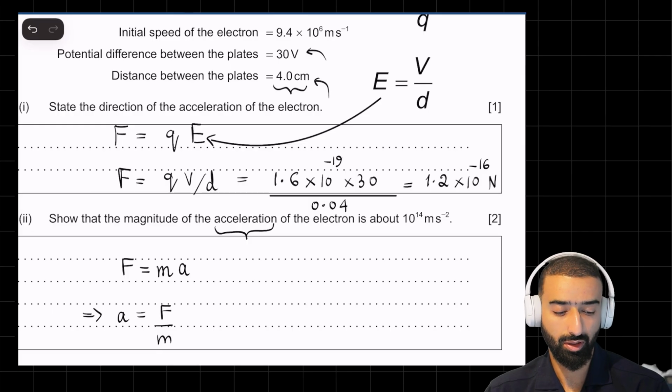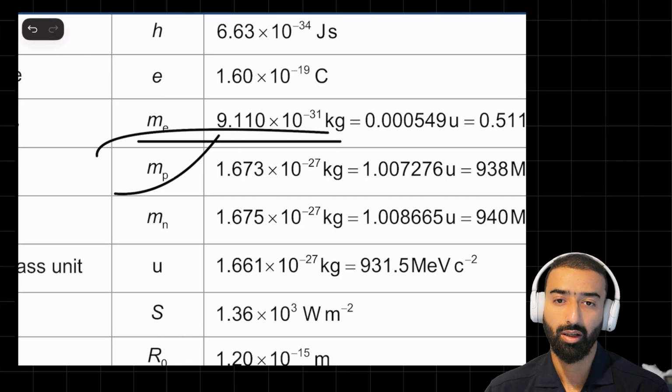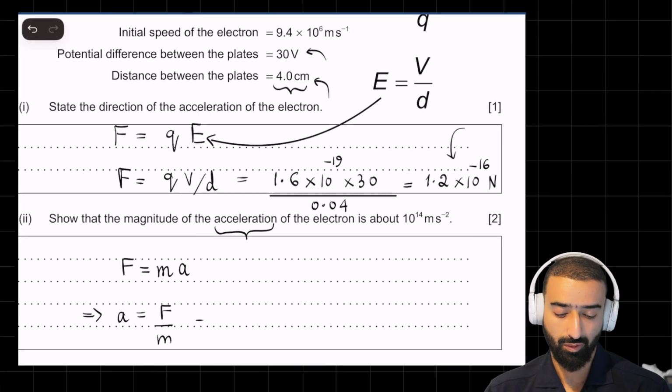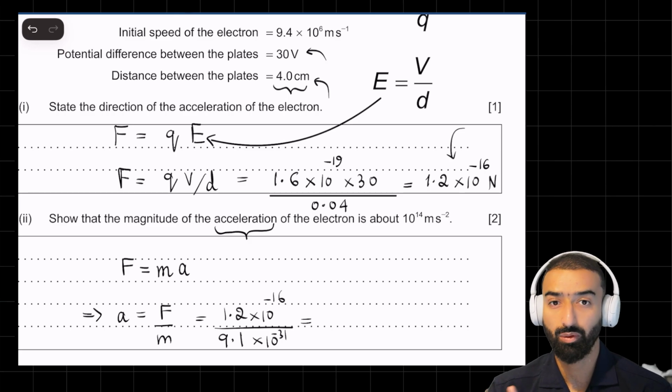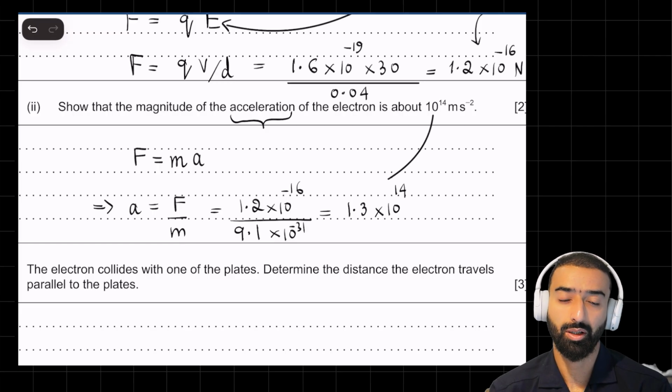Do we know the force? Yep, that's here. Where do we get the mass of an electron? From the data booklet. It's given over here. 9.1 times 10 to the minus 31. So force is 1.2 times 10 to the minus 16 and mass is 9.1 times 10 to the minus 31. So if you plug this into our calculator, we'll end up with 1.3 times 10 to the 14 meters per second squared. And that's exactly what we were trying to figure out.